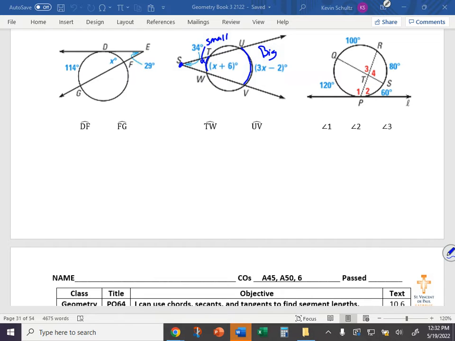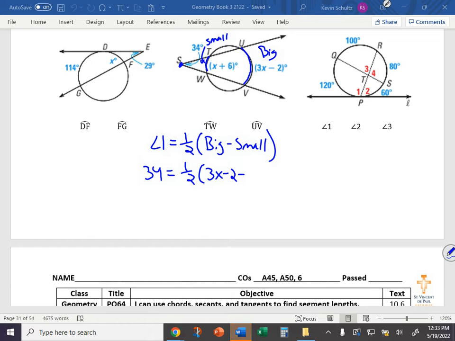Our formula says that the measure of the angle is equal to 1/2 the difference of the big minus the small. Angle 1 is given to us. It's 34 degrees. So 34 is 1/2 the difference. Our big angle is 3x minus 2. Our small angle is x plus 6.